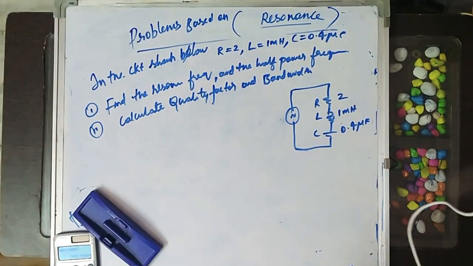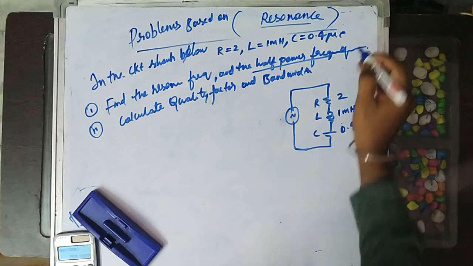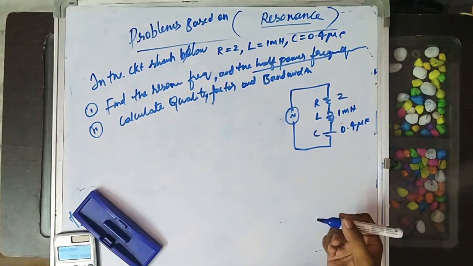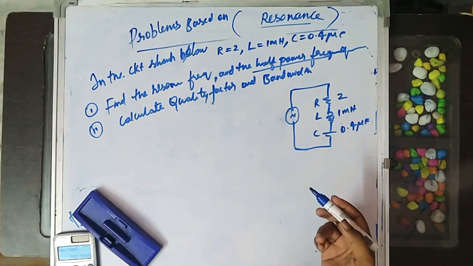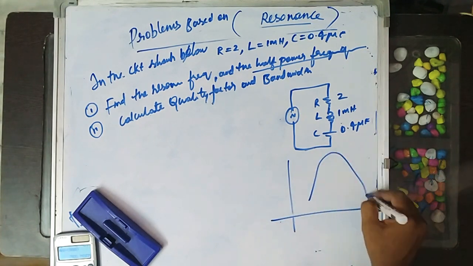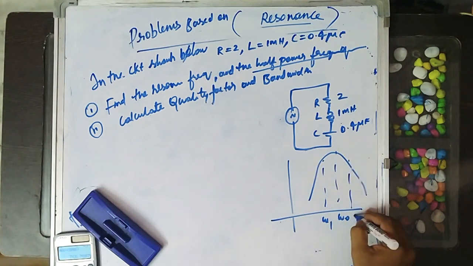Now you come to another model. In this circuit, they gave RLC values. Now they are asking to find resonance frequency and half power frequencies. Whenever a question is given, write what things you have been given and what things we have to find. They are also asking to find the quality factor and bandwidth. So I represent the frequency. This is omega naught, this is omega 1, this is omega 2.